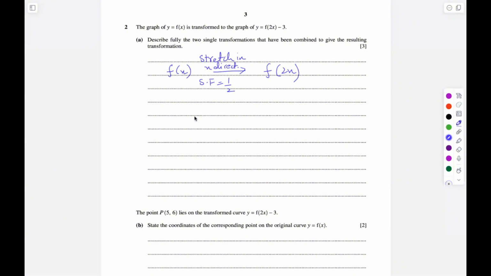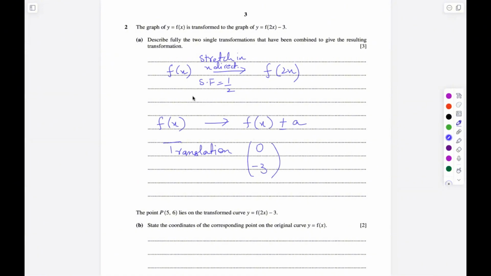And this minus 3 from the function, so if you have a function f of x and it becomes f of x plus or minus a, it means there has been a translation, and the translation is in the y direction. So this will represent (0, a). Now in this case, this is minus 3, so we'll write (0, minus 3).